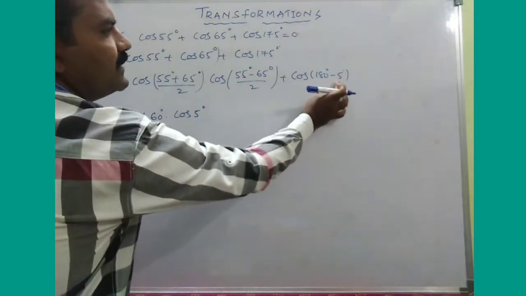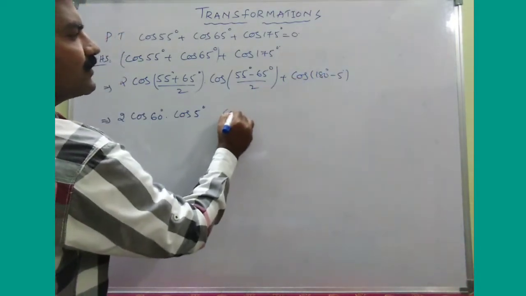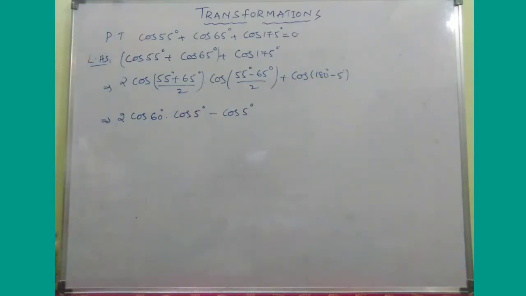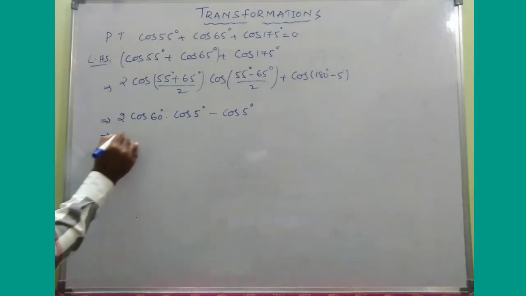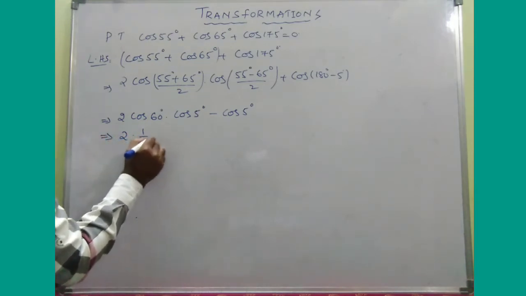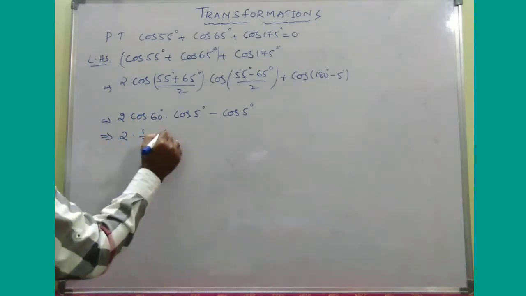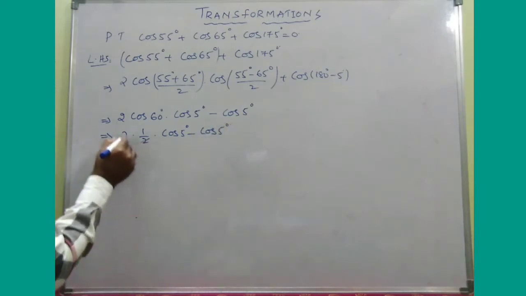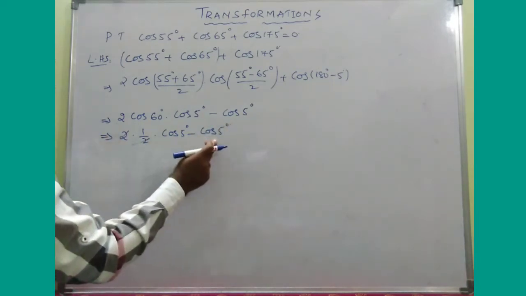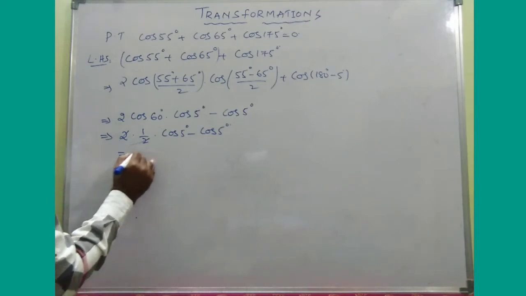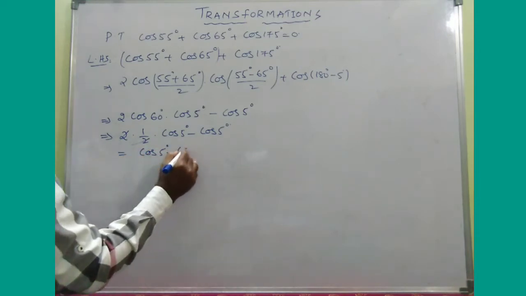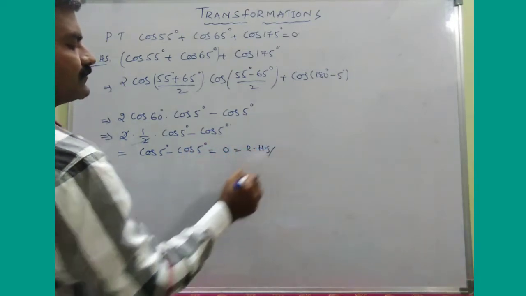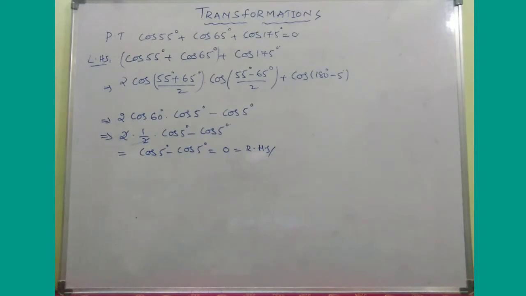And what about this, 180 minus theta? Because it is 180, cos is cos itself, and 180 minus theta is in the second quadrant, no? So cos is negative. So that is equal to 2 into, let it be 1 by 2, isn't it? That is the cos 60 value. And this is cos 5 degrees minus cos 5 degrees. So this 2 gets cancelled. Then cos 5 minus cos 5 is equal to 0, which is RHS. Okay.